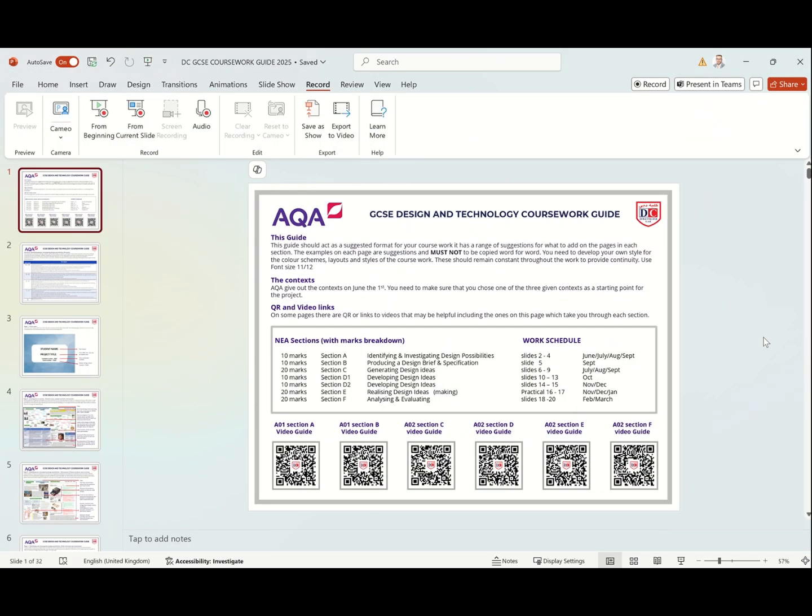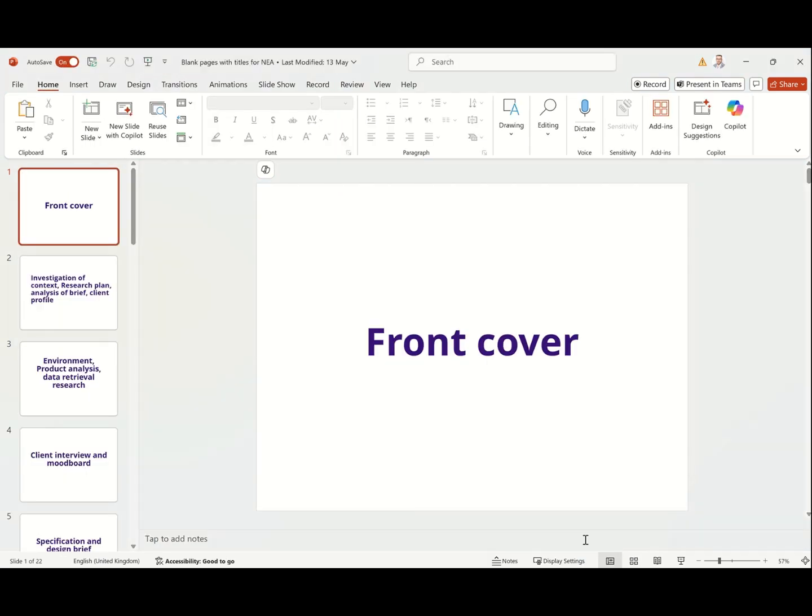Okay, so Year 10, what I want to do is take you through this guide and how to start to set up your NEA. So this is obviously quite important. Your teacher should have given you this guide that you're looking through now, and in addition to that, they should have given you this blank template.